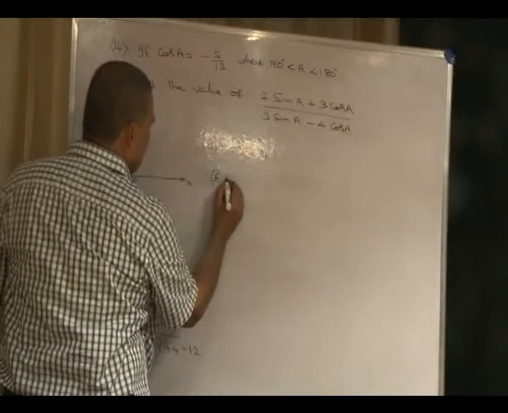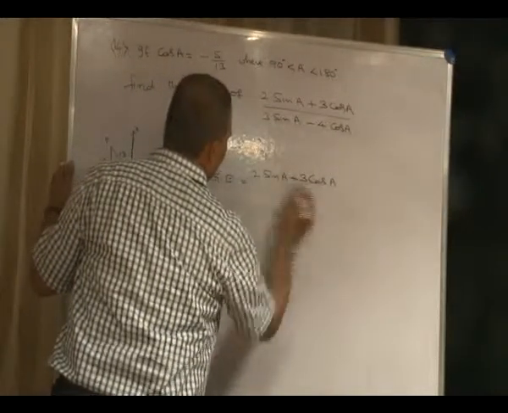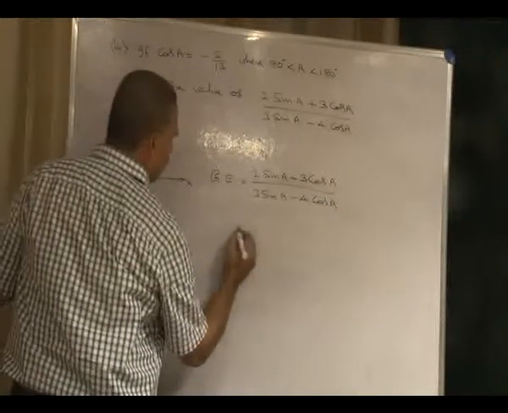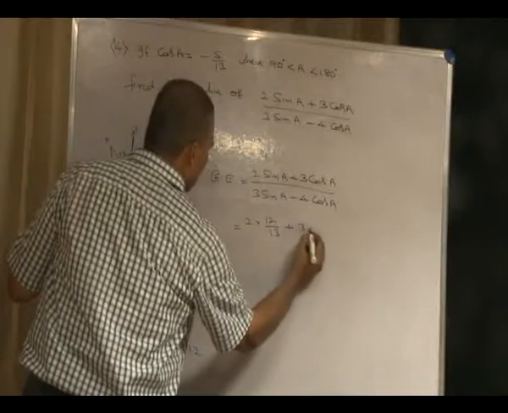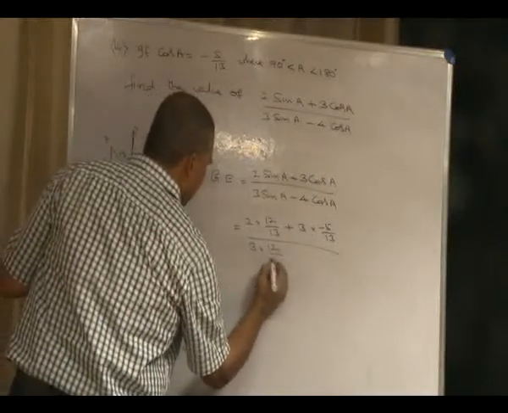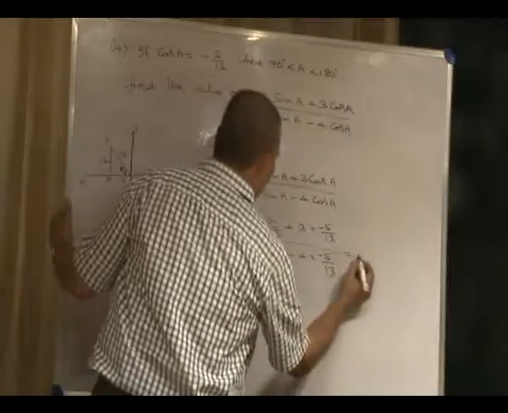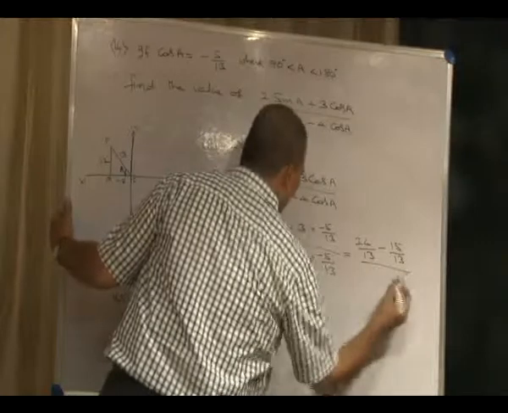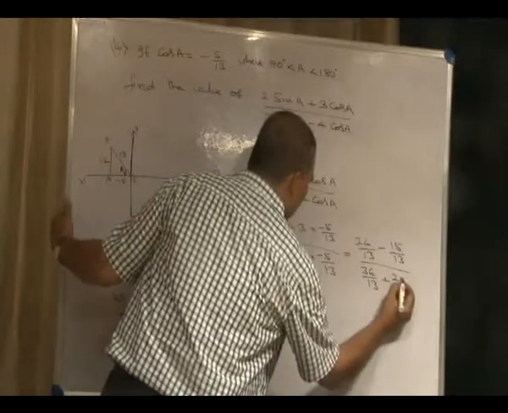Now take the given expression, that is GE, equal to 2 sin A plus 3 cos A by 3 sin A minus 4 cos A. That is equal to 2 into the value of sin A, which is 12 by 13, plus 3 into cos A, which is minus 5 by 13, over 3 into sin A, which is 12 by 13, minus 4 into cos A, which is minus 5 by 13. 2 into 12 is 24 by 13, plus into minus is minus, 3 into 5 is 15 by 13, upon 3 into 12 is 36 by 13, minus into minus is plus, 4 into 5 is 20 by 13.